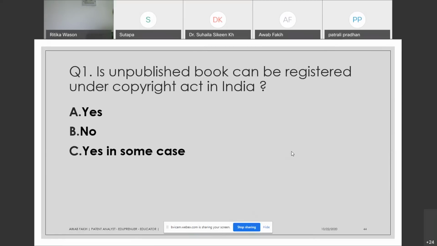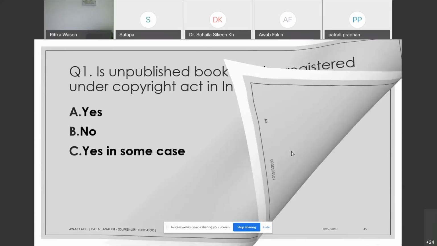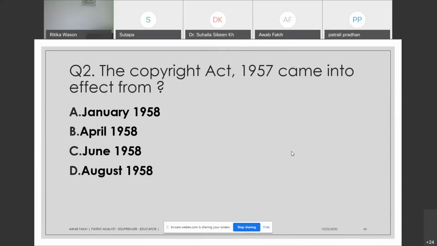Let's see. Can an unpublished book be registered under the Copyright Act in India? Yes, no, yes in some cases. Shilpa, you are very fast. Lily Rani, ma'am, you are very, very fast. Yes, we have an answer from a very dear host, Ratika. Ma'am, thank you so much for being so active.